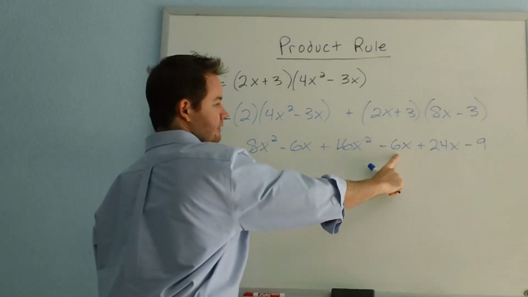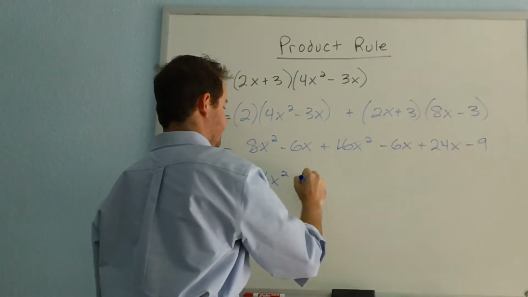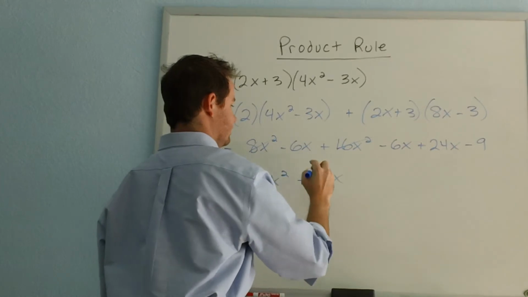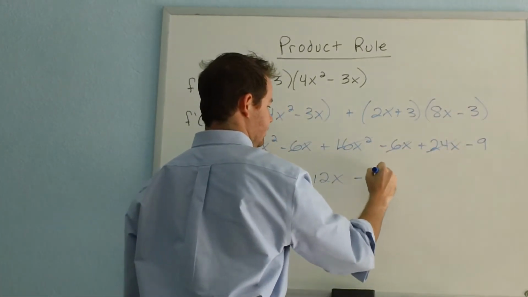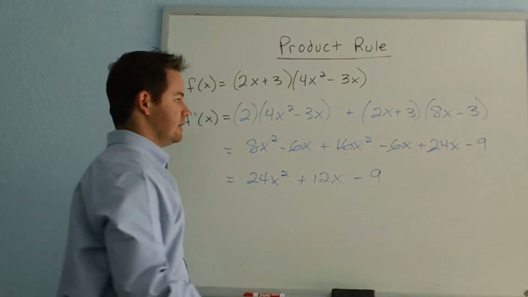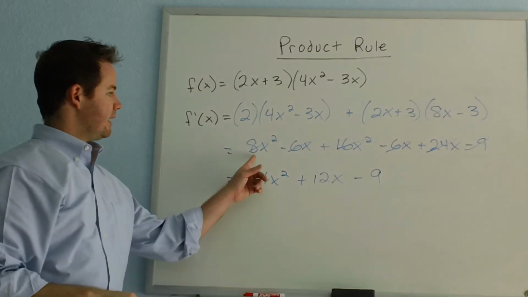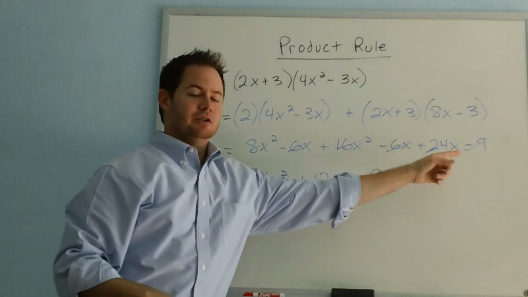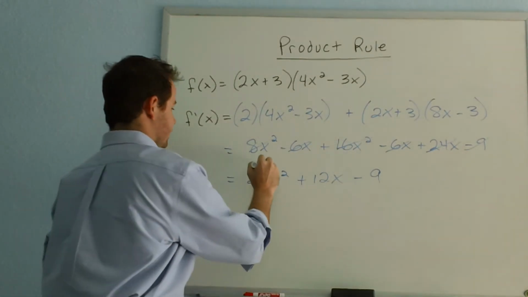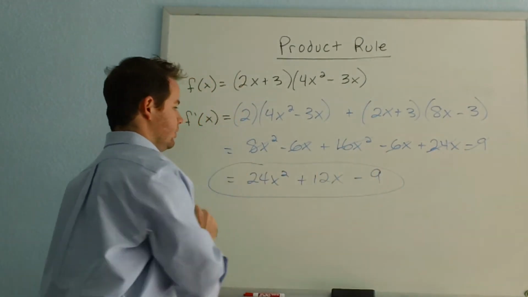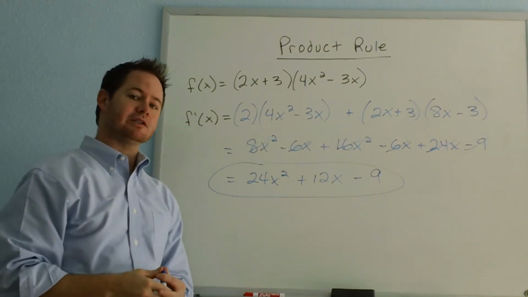Negative 6 and negative 6 would be negative 12. Plus 24 will give us a total of a plus 12x. And we've accounted for those three terms. And then we have minus 9, our last constant, added on to the end. And we can look back and double check that we have in fact crossed everything out. We have in fact accounted for all of our terms. So our final answer for this product rule question is 24x squared plus 12x minus 9.